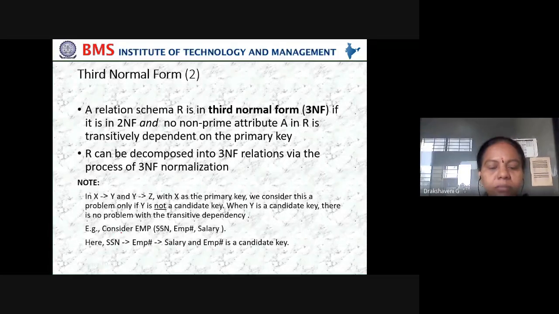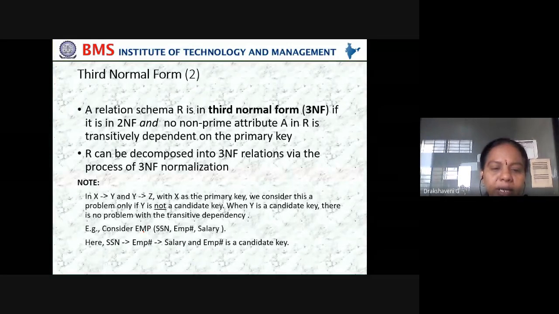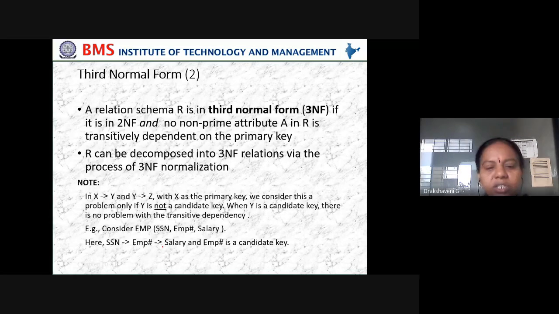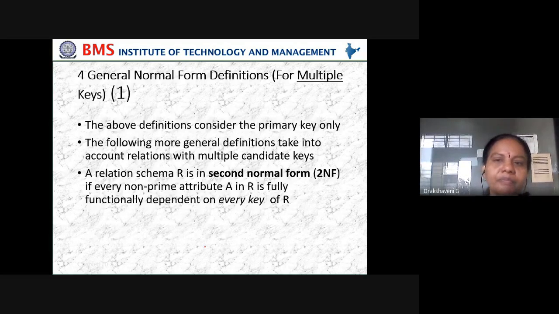Example, consider an employee table with SSN, employee number and salary. Here SSN is functionally dependent on employee number and it is also functionally dependent on salary, and employee number is a candidate key.